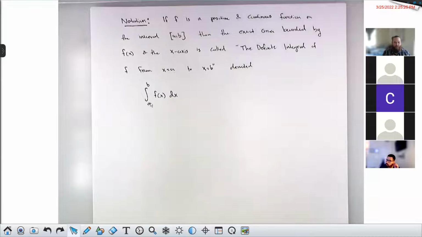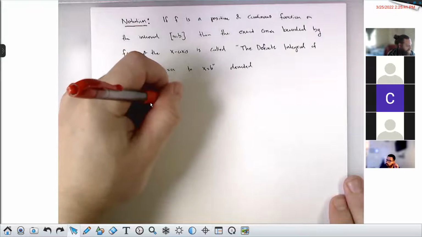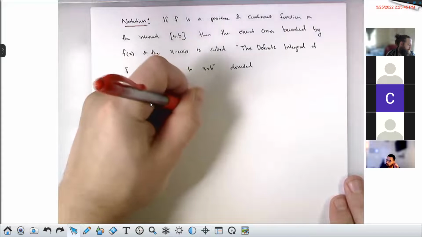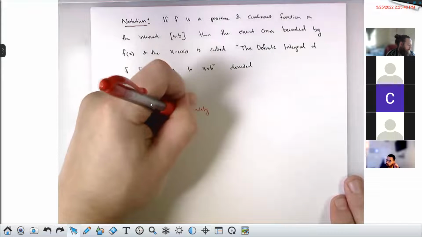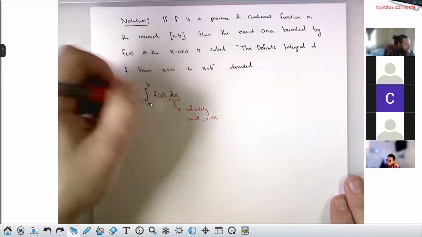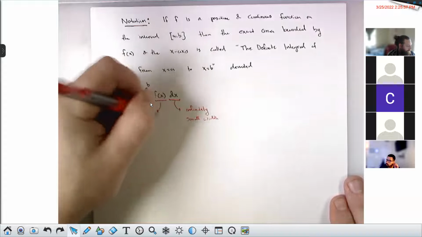And we've seen in the Leibniz notation for derivatives before that dx is like the denominator in dy dx. It represents an infinitesimally small change in x. So you can think of dx here as like an infinitely small width. And you can think of f of x as the height.